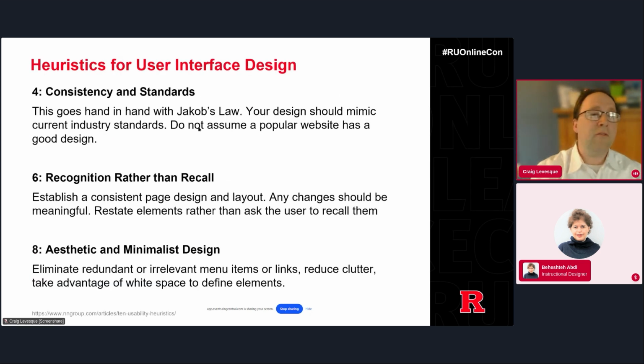With the heuristics, the first one does go hand in hand with Jacob's law. Your design should mimic current industry standards. Don't assume a popular website is a good design. There are a couple of really atrocious design examples out there right now. The Facebook web app, web design is terrible. If you've been on eBay recently, eBay is just a nightmare. So look for good design, which is kind of an oxymoron because by very definition, good design you shouldn't notice. But when you see bad design, you will. And then look at those and understand at least what not to do.